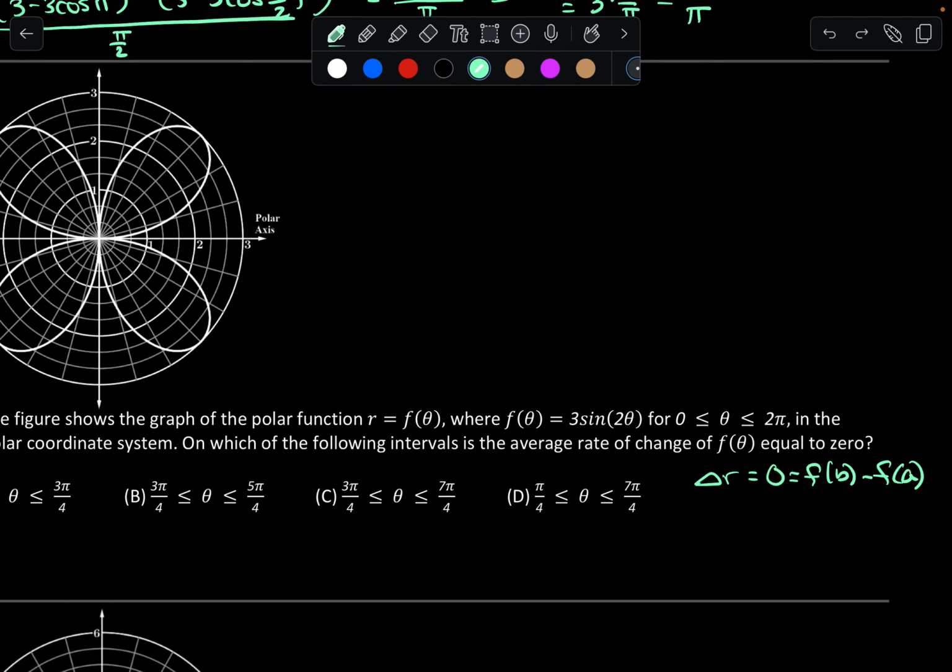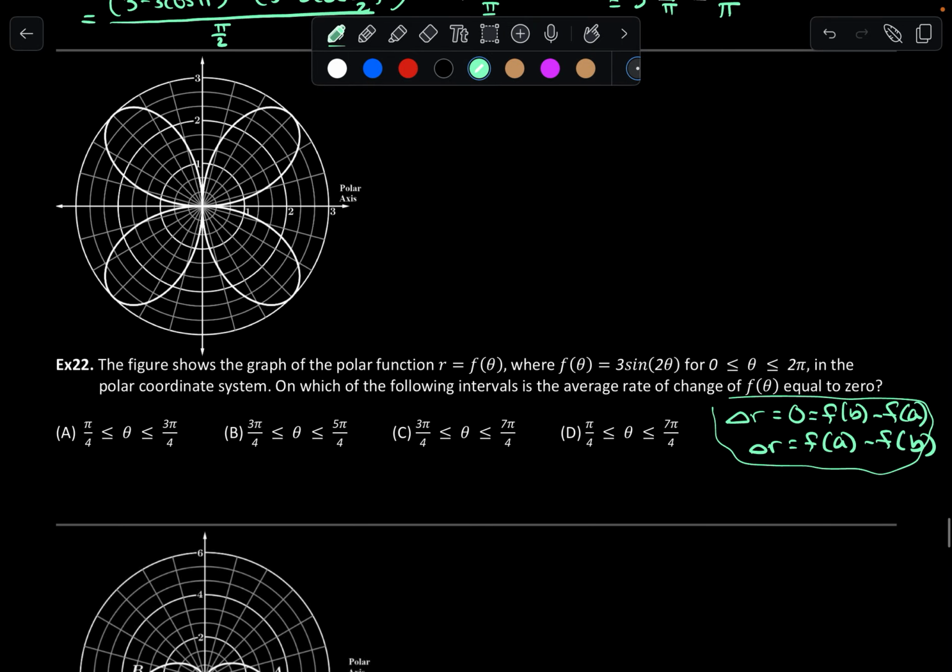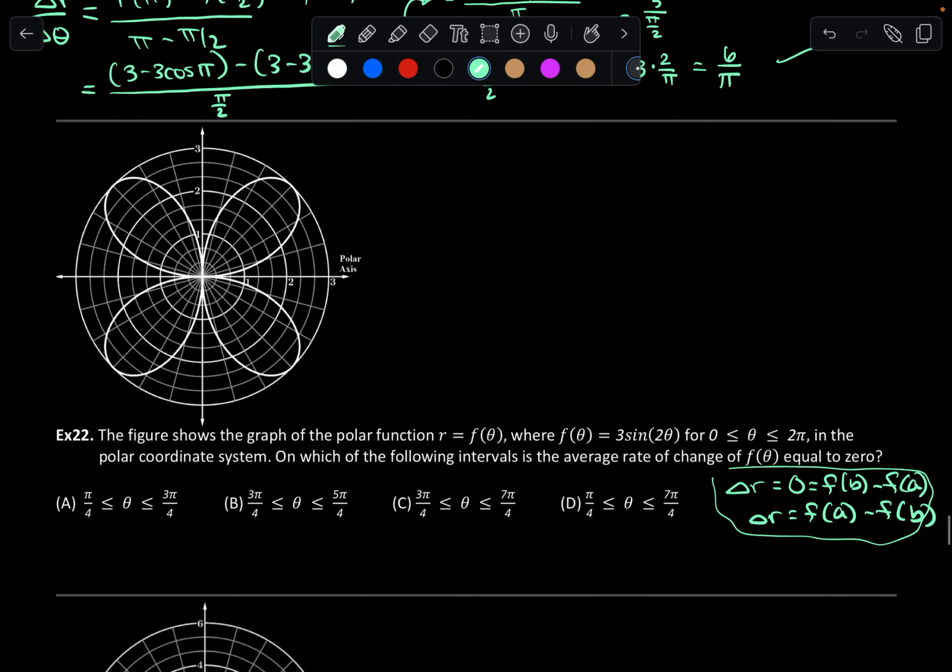All right, so technically we could have delta r is equal to f of b minus f of a, which is going to be 0, or we can also see it as f of a minus f of b. Order does not matter. Okay, so keeping this in mind, let's take a look at this. So over one of these intervals, the average rate of change, or delta r, should be 0.